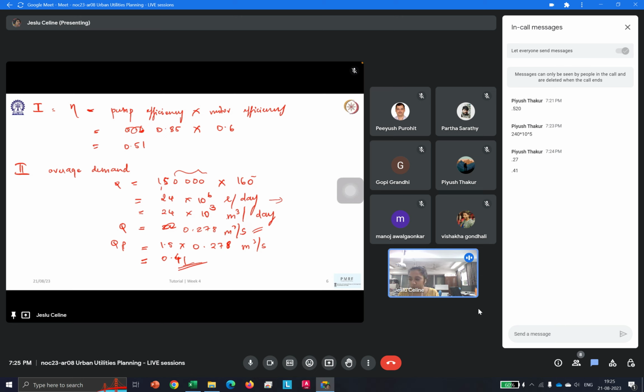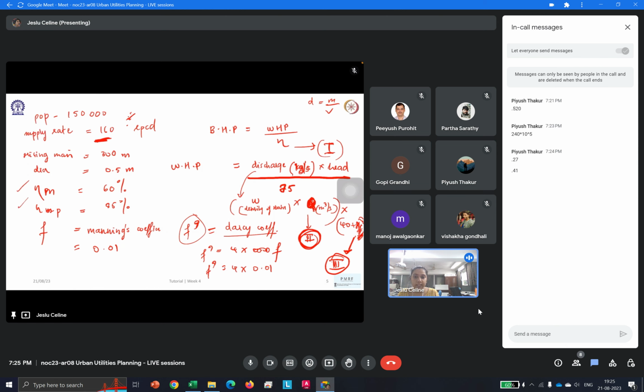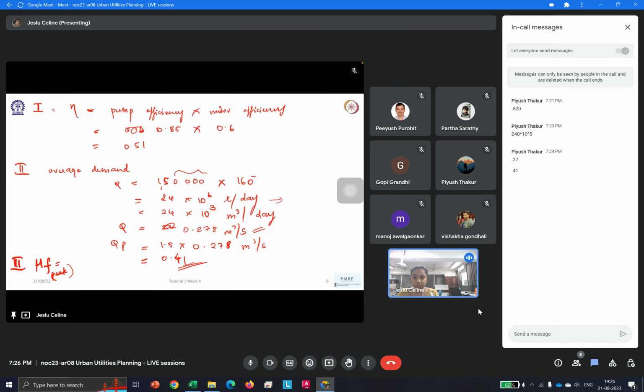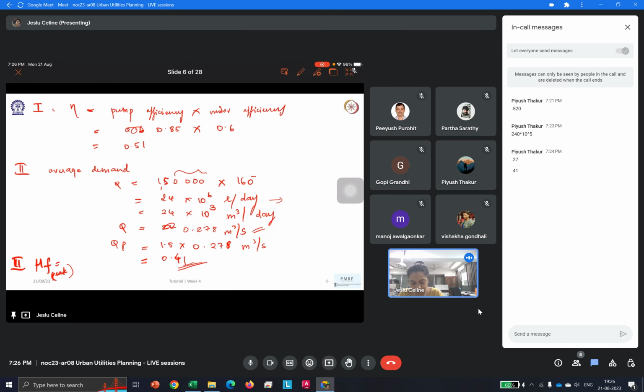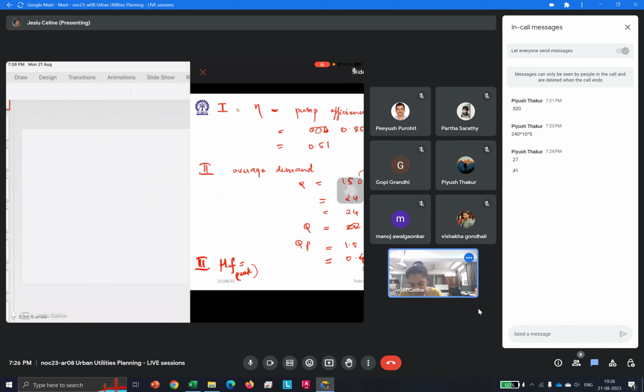Now let's find out the third one, which is to find HF. Why we took the peak value is that while we are finding HF, we need the peak value, whereas when we are using the discharge in this particular equation, we need the average value. So here we use the average value, which is Q, but for finding HF, we use the peak value. Once again, I don't have much space here, so I'll just add one more sheet.